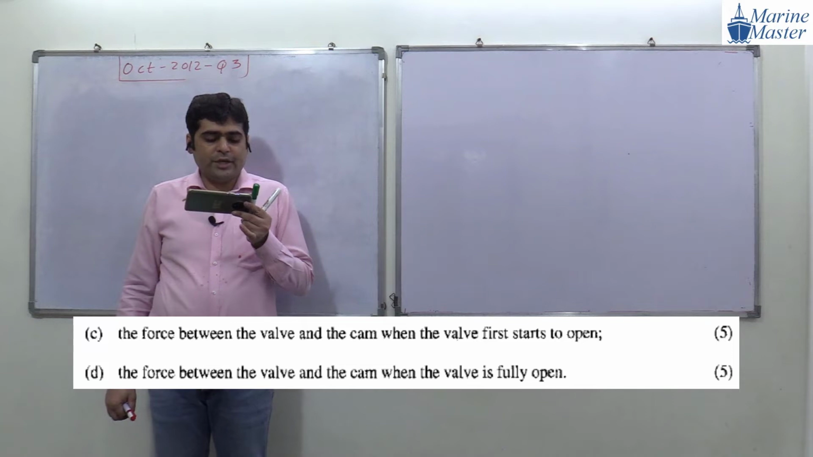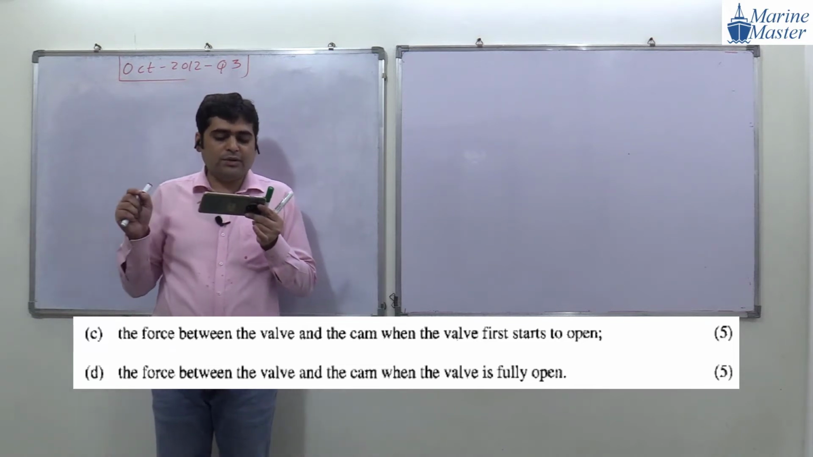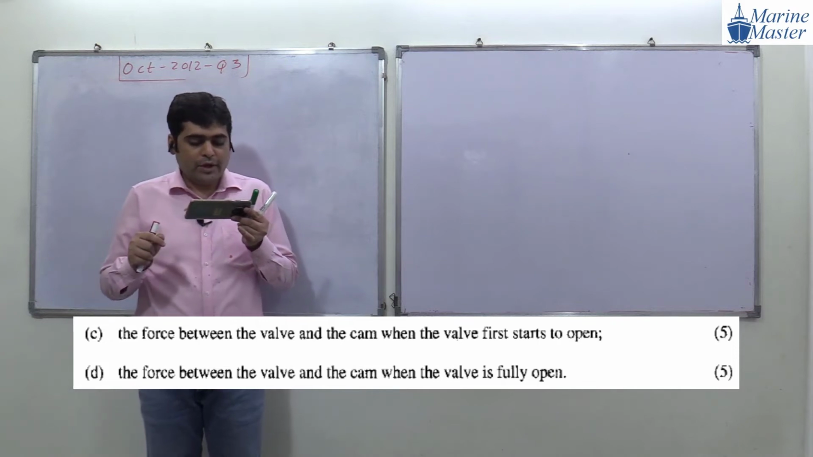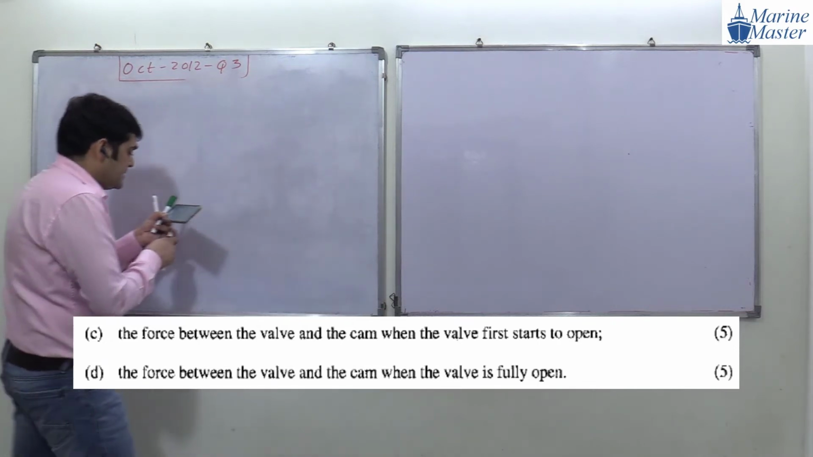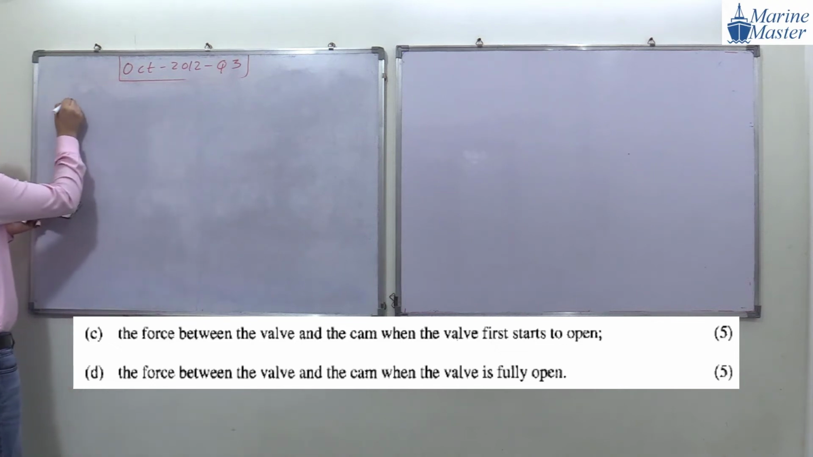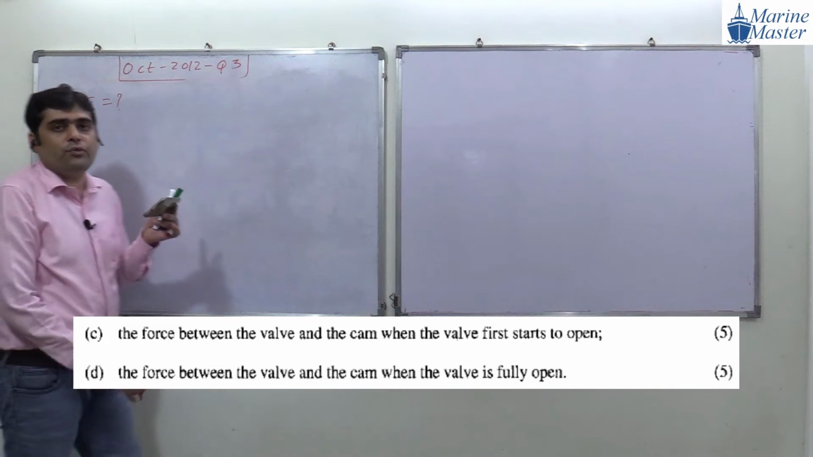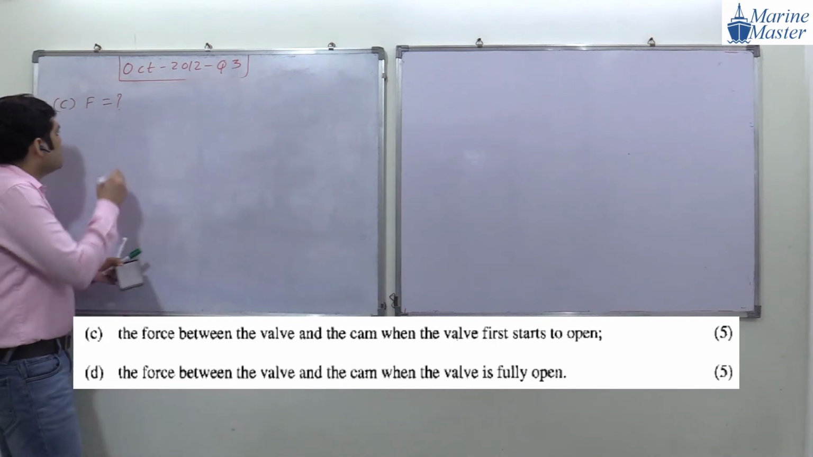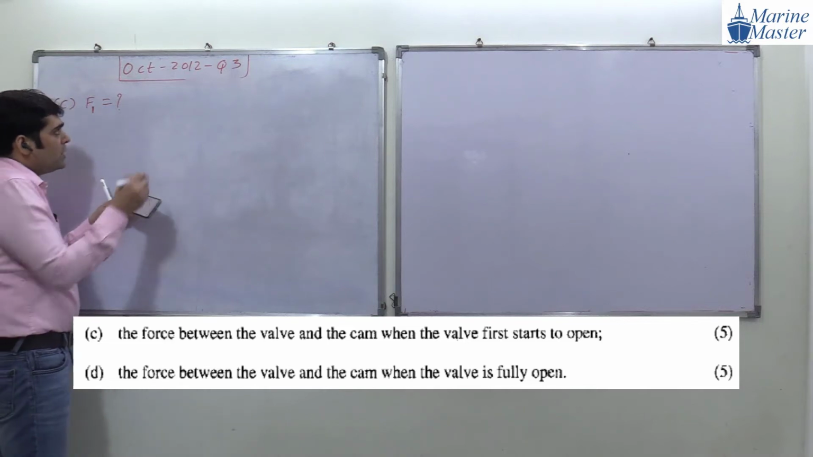Now try to see the scenario here. For the C part, what they are asking us? The force between the wall and cam. Okay, when the wall starts to open, guys, try to see the scenario here. In C part, what they are asking us? Force. Okay, we have to find out force. We will give that name of the force. We will say F1. F1 for what? When wall starts to open.